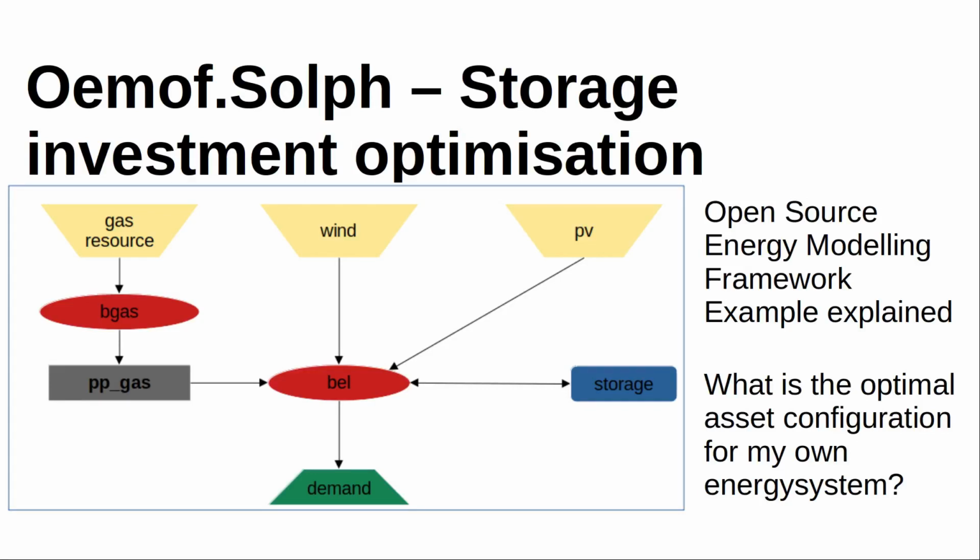Welcome to this video. It's about Oemof.Solph and the storage investment optimization. Oemof is the open source energy modeling framework, which you can find on GitHub. And today's subject is, generally speaking, finding the optimal asset configuration for my own energy system. Thus, for example, if you know that you have a certain consumption pattern and you want to find out which assets are the most economically feasible to install and how much to install, this is the right video for it.